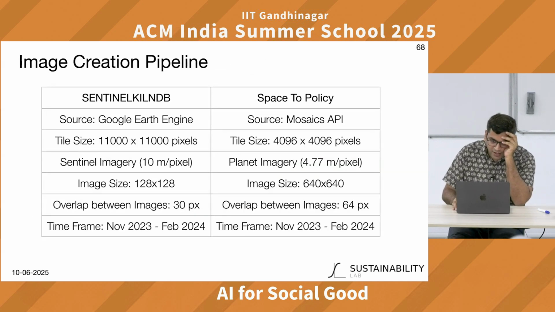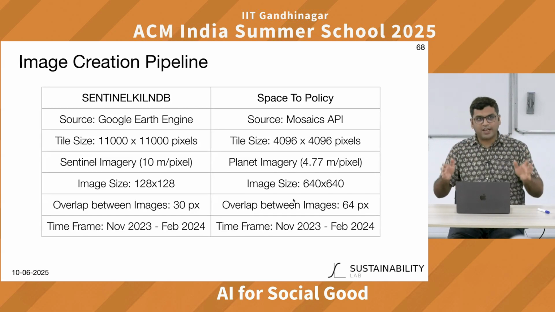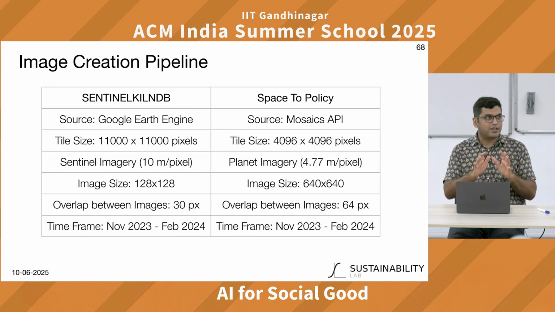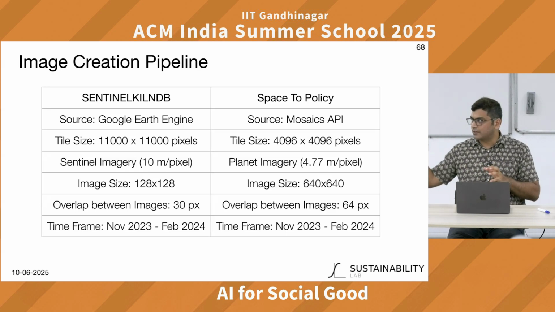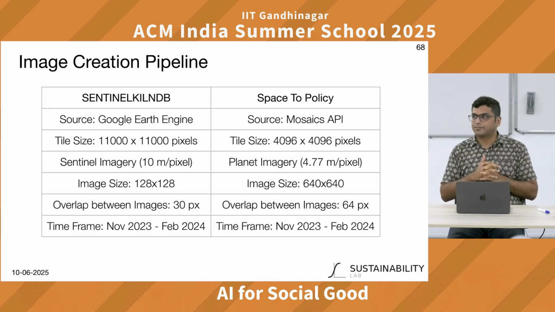So previously we had used the Mosaics API from Planet, and we had looked at big tile imagery. Importantly, when you create these images, unlike your regular RGB, your natural imagery, you also have to create overlap between images. Why?